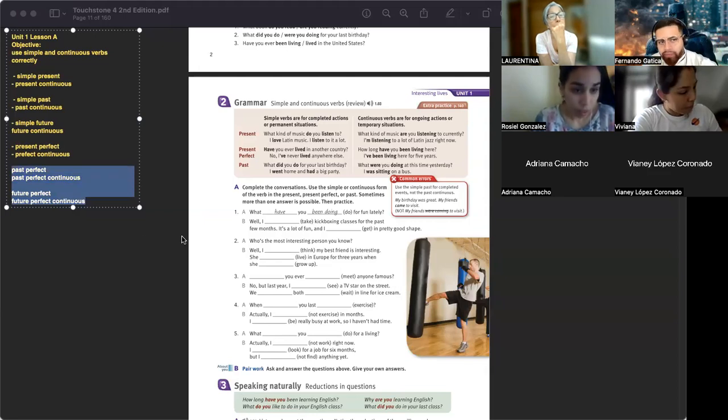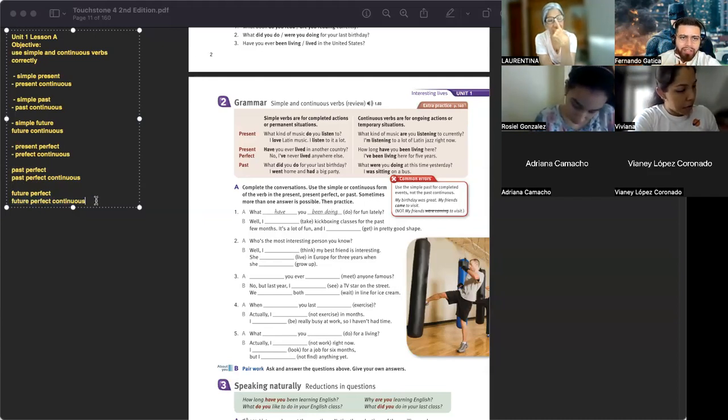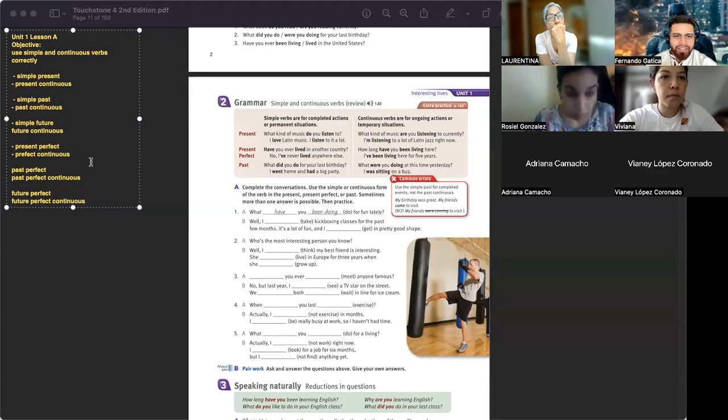These last four, they're more complicated. We're gonna see the past perfect and past perfect continuous in this level and also the future perfect. The most complicated thing is the future perfect continuous. That's for the next level. Luckily for this lesson and for this test, we only have to practice 6 times.